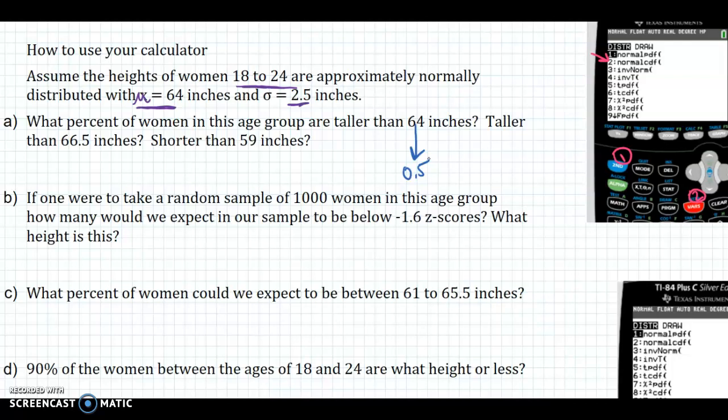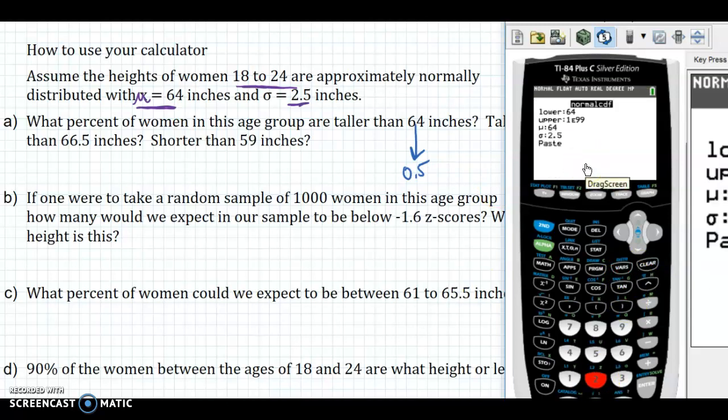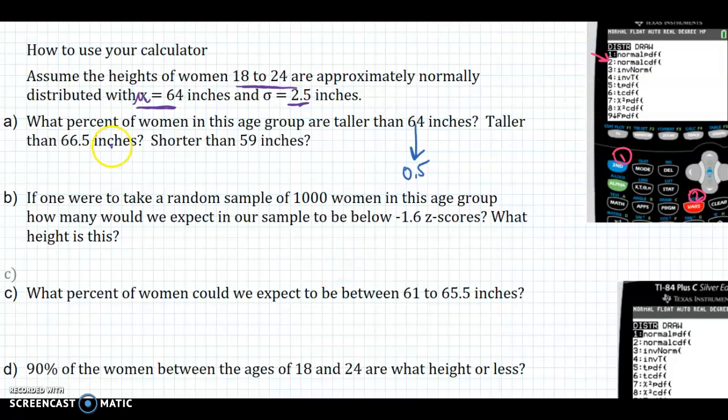And then taller than 66.5 inches. That should also be a little obvious because that's one standard deviation above. But we'll go ahead and punch it in just to see how it works. It'll save your previous information, which is kind of nice. So just switch this 64 to 66.5. All the rest of it stays the same, so just hit enter to go to the next thing. And you get 0.1586.